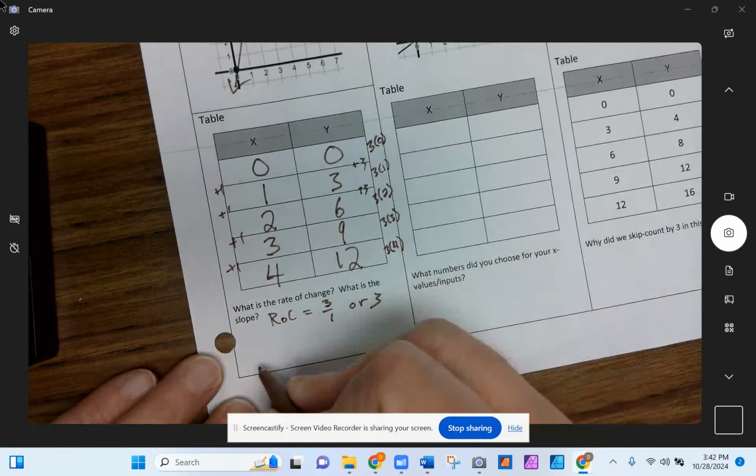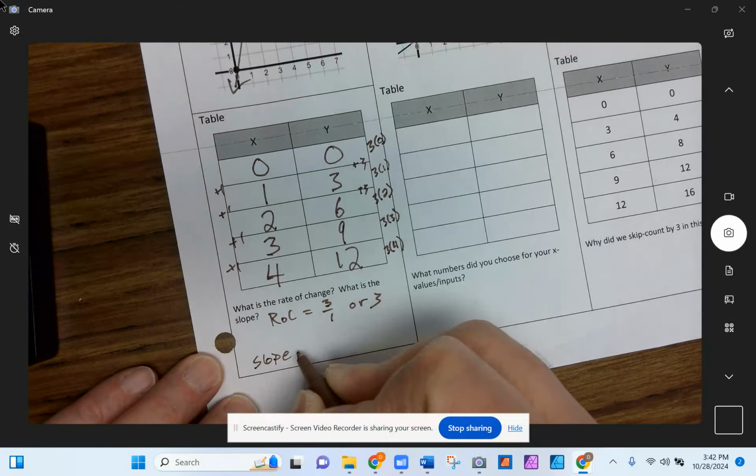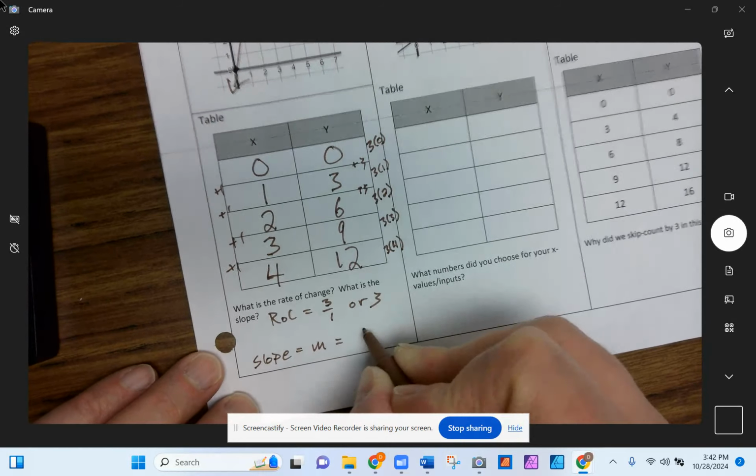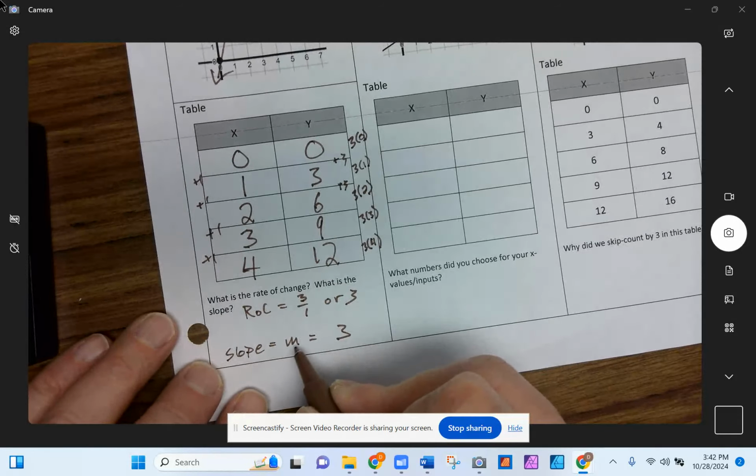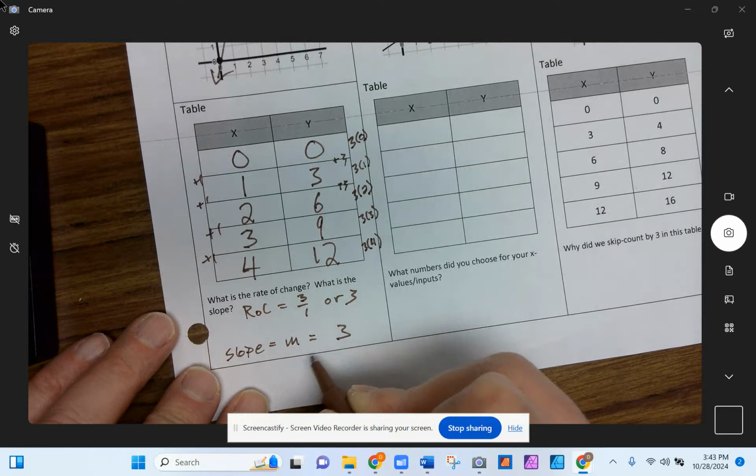And then what is the slope? Well, it's the exact same thing. So slope, or the m value, that's the variable we use, is 3.